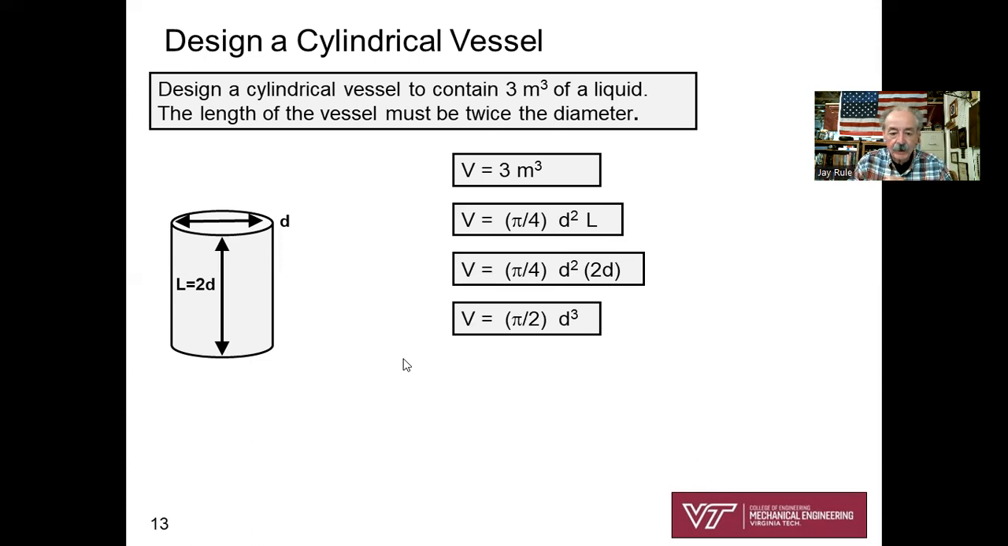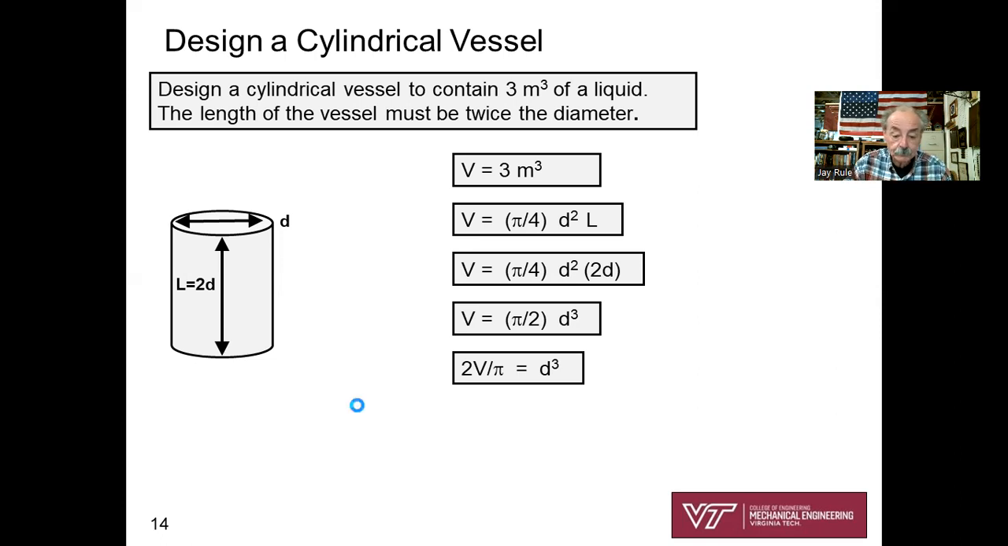Let's see, collect terms. I see that a 4 in the denominator and a 2 in the numerator can be simplified: pi over 2, and collect the d's, d cubed. V is pi over 2, d cubed. Next, I want to manipulate my equation to get d on one side. The d cubed on the right-hand side is 2V over pi.